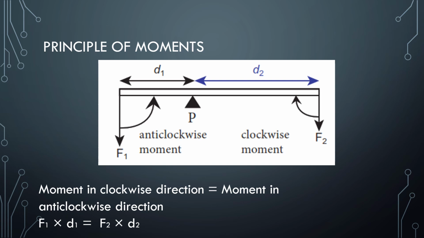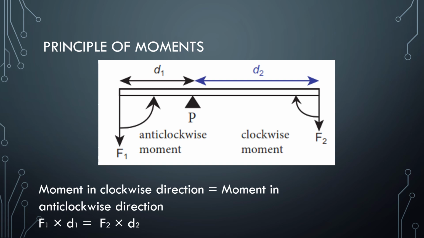Principle of moments. When a number of like or unlike parallel forces act on a rigid body and the body is in equilibrium, then the algebraic sum of the moments in the clockwise direction is equal to the algebraic sum of the moments in the anti-clockwise direction. In other words, at equilibrium, the algebraic sum of the moments of all the individual forces about any point is equal to zero.